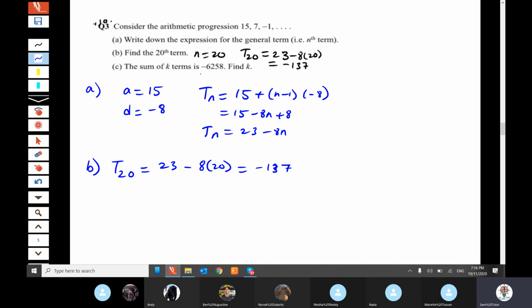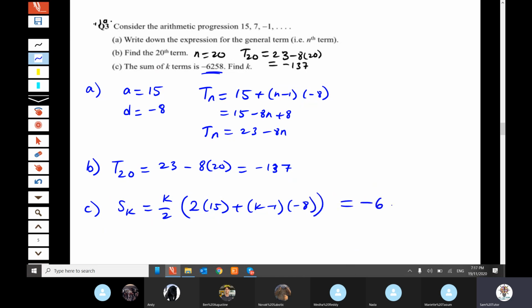The sum of k terms is this. That's already the sum. Find k. That doesn't say go and find the sum. So S of k equals k on 2 times 2a plus n minus 1 d equals -6258. Did anyone actually get k out? Yes. 42?